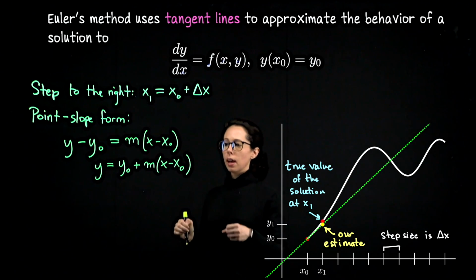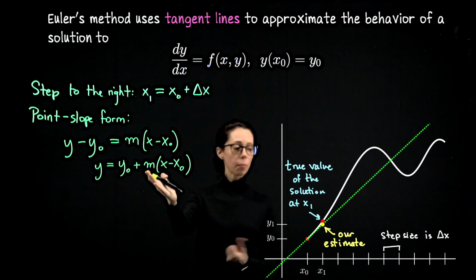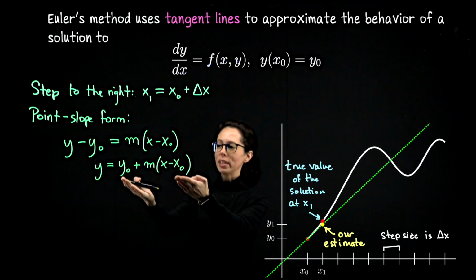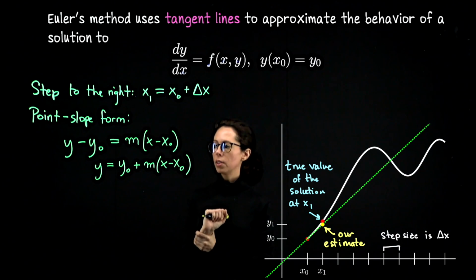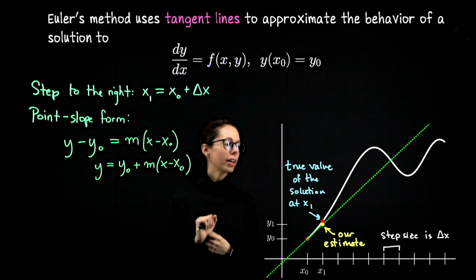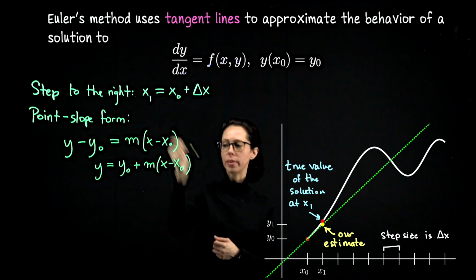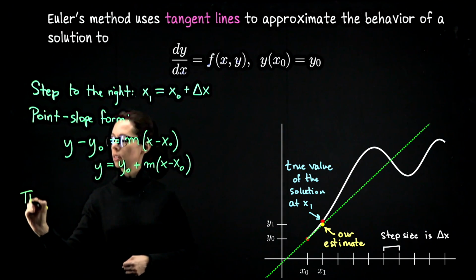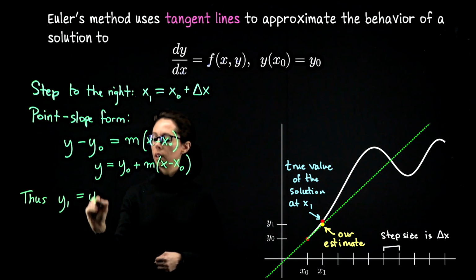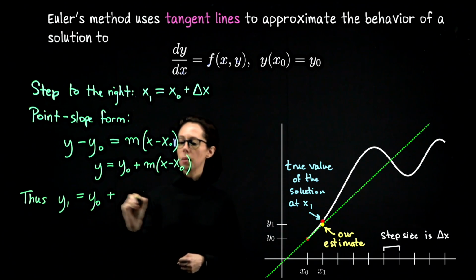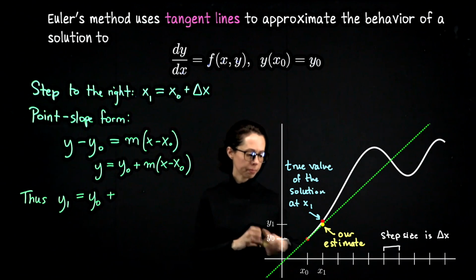I need to specify here what the slope is for this tangent line. The way that I've written this line, we already have the initial condition set up as the known point. So let me now find this new y value. We're going to call this y1. It pairs up with x1. So thus, y1 is equal to the starting value of y plus the slope.